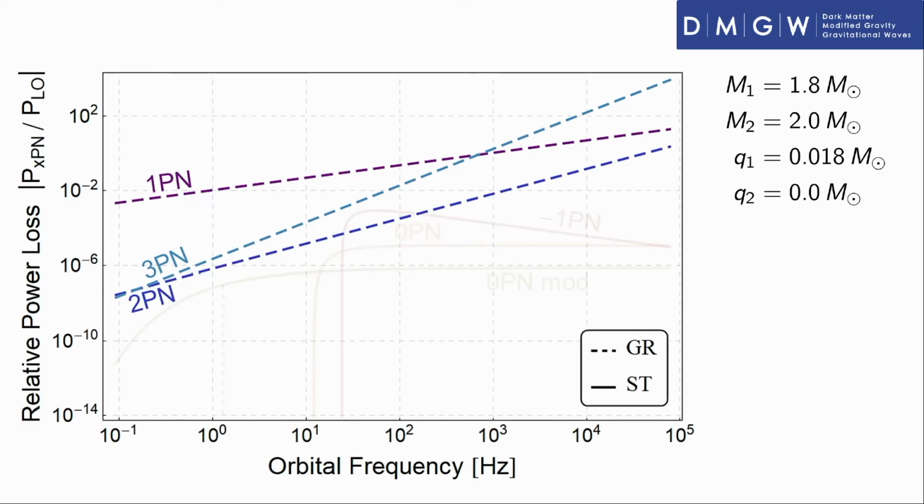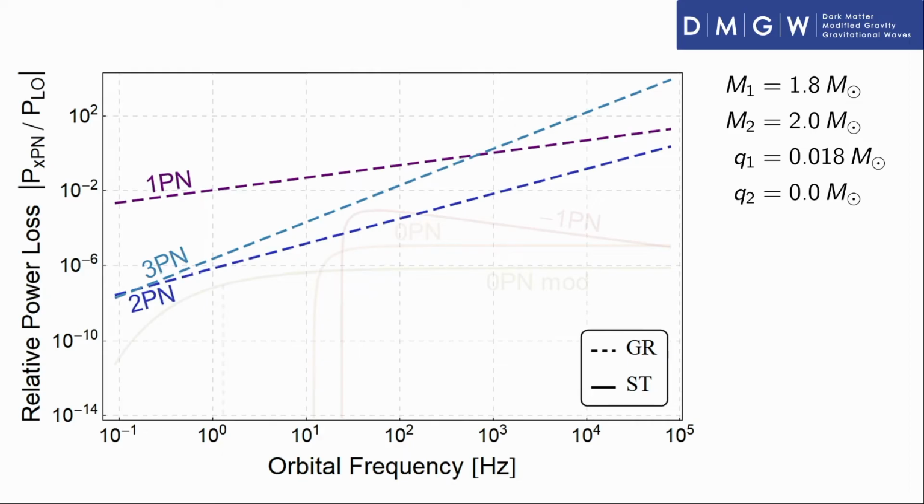So what I'm showing you here is the relative power loss at certain PN orders relative to the quadrupolar emission, which is the leading order. Here I'm so far showing you the vanilla GR emissions, so the 1PN corrections, the 2PN and 3PN corrections, which are just straight lines in this plot.